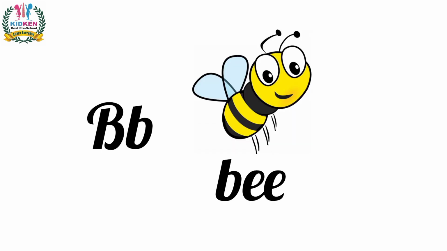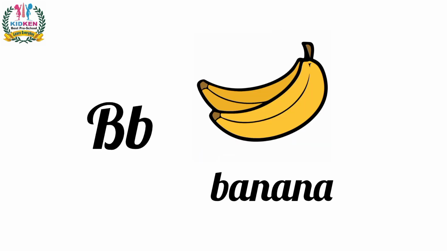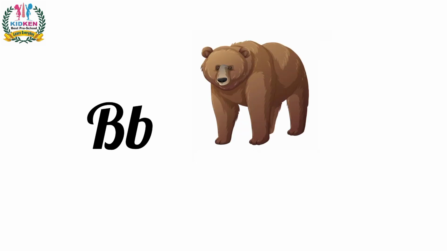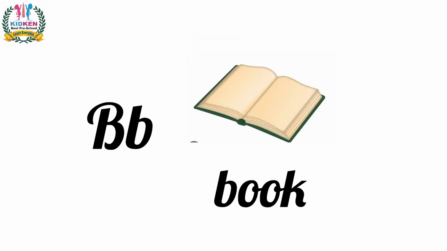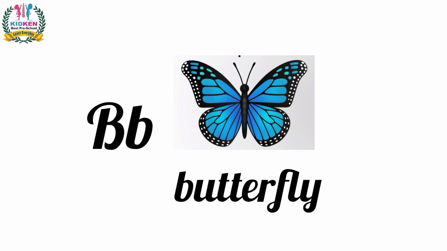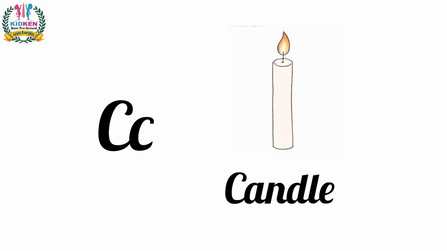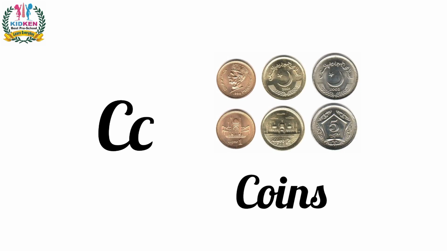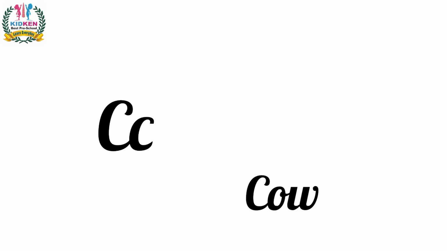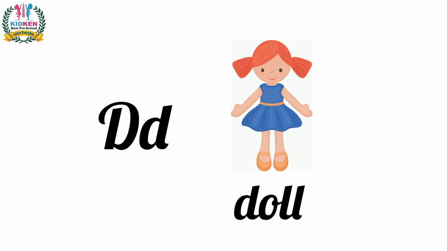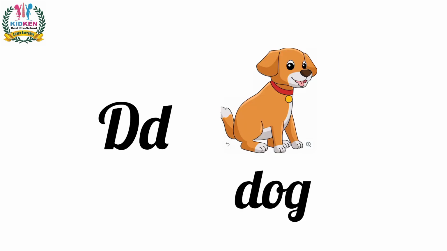B bee. B banana. B bear. B book. B butterfly. C computer. C candle. C coins. C cow. D doll. D dog. D dolphin. D drum.